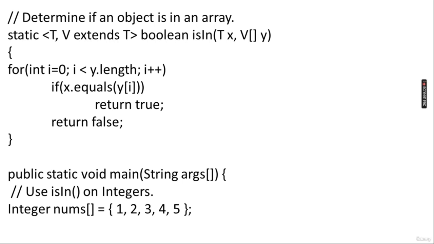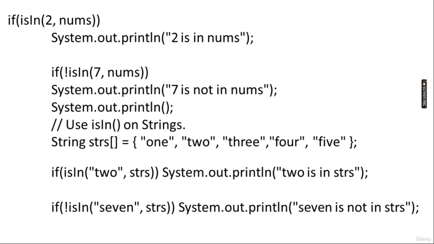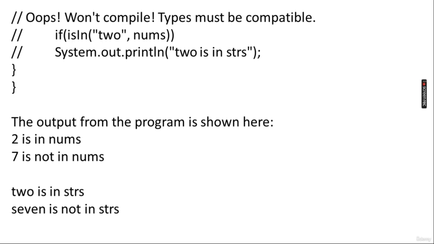Now, an Integer numbers array is there: 1, 2, 3, 4, 5. So isIn(2, numbers). In the numbers array, if 2 is present, "2 is in numbers" will be displayed. If not, isIn(7, numbers): 7 is not present in the numbers array. Then use isIn on the strings array: 1, 2, 3, 4, 5. If isIn("2", strings), if 2 is present in the strings array, it will give you "2 is in strings", otherwise it will give you "7 is not in strings".